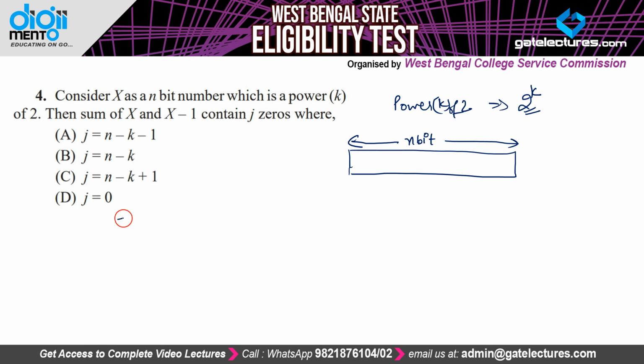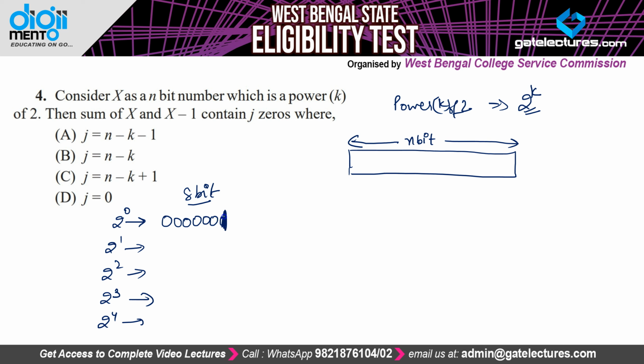Now you can clearly see, how can you represent 2 raised to power 0, and 2 raised to power 1? I mean, how can you represent all these powers of 2? Because if you represent all these powers of 2, then you can easily solve these questions. Assume we have a total of 8 bits. Now 2 raised to power 0 can be represented like this, a total of 7 zeros and 1 here. 2 raised to power 1 can be represented like this.